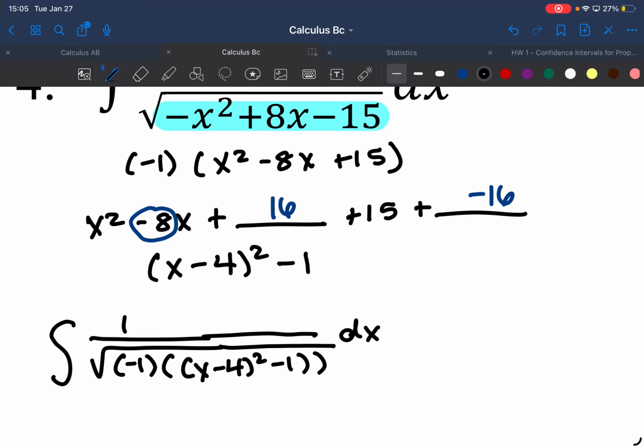So from here, what I actually want to do is distribute that negative 1 in, which makes the x minus 4 squared negative and then that negative 1 positive. And the reason I'm doing this is I noticed that this looks a little similar to which inverse trig?